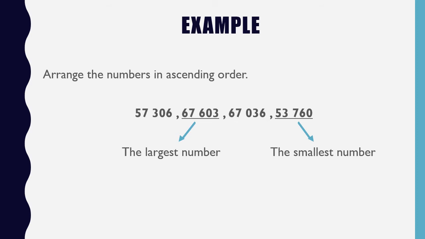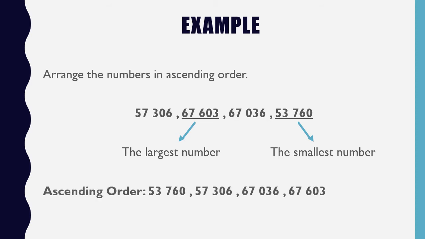Finally, the ascending order will be 53,760, which is the smallest one. The next number will be 57,306. Next number will be 67,036. And the last one will be the largest number, 67,603.